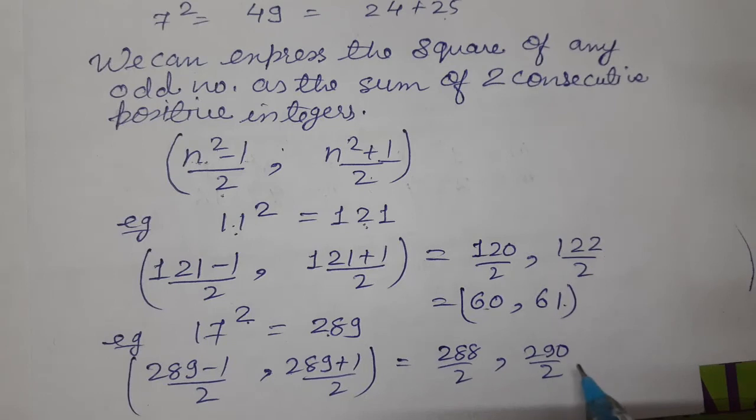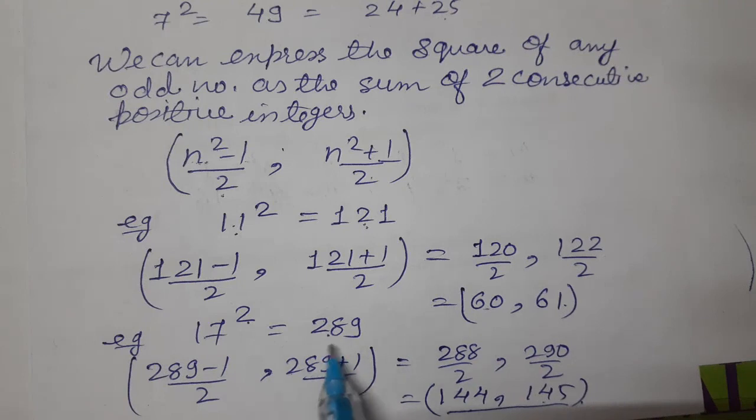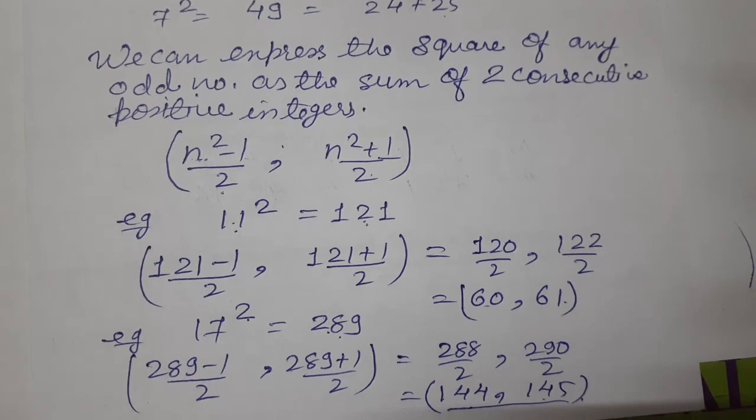And when we divide it, what we'll get? 144. And this is 145. So this is the sum. When we do the sum of these two, we'll get 289. So all these important properties are over. So I think you understood all the properties.